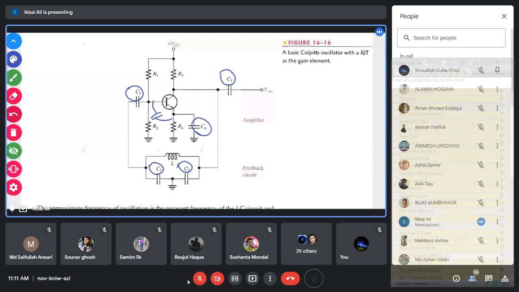I hope that you have understood this one. Let us now modify this circuit slightly. That is called the Clapp oscillator.